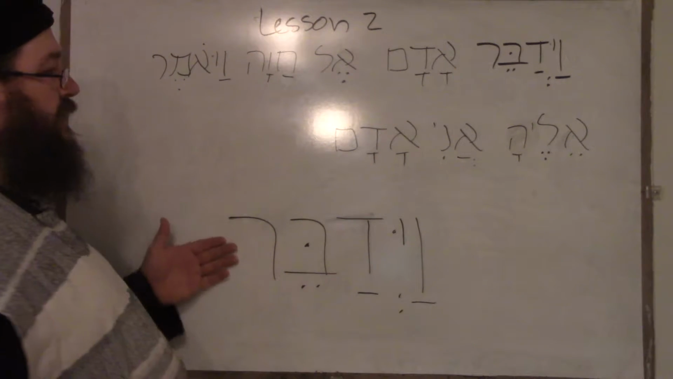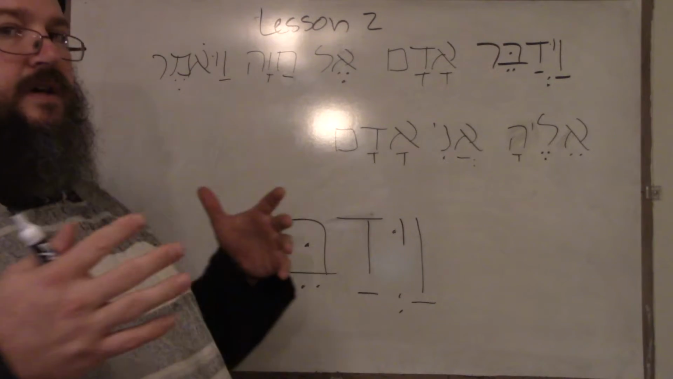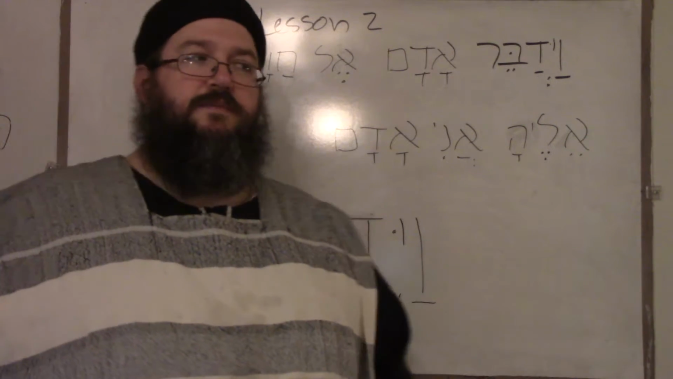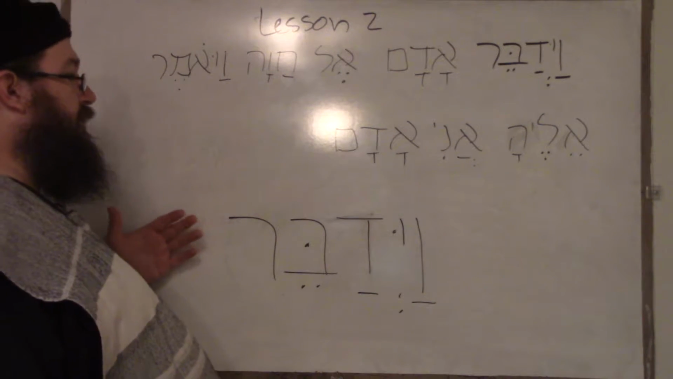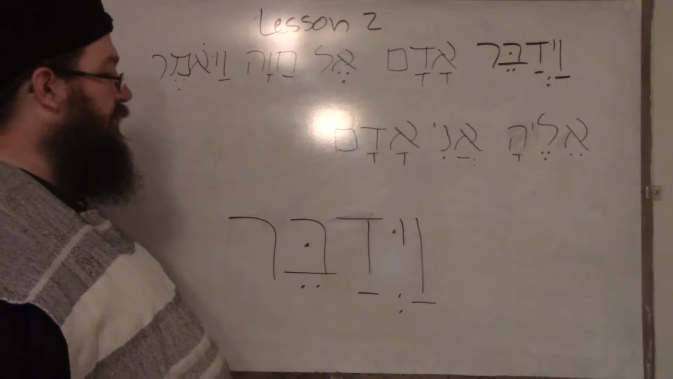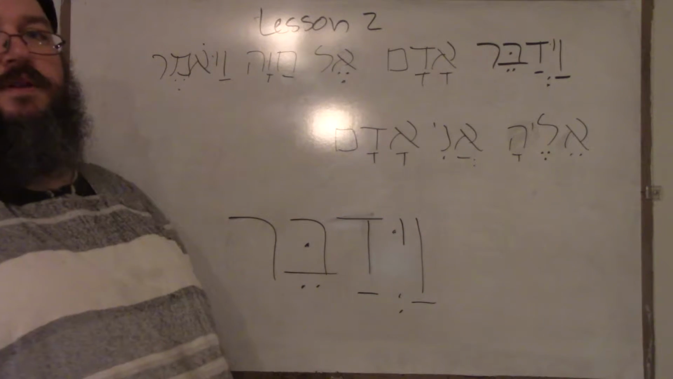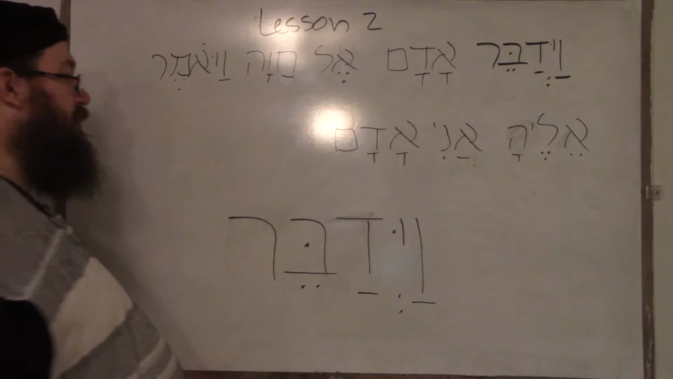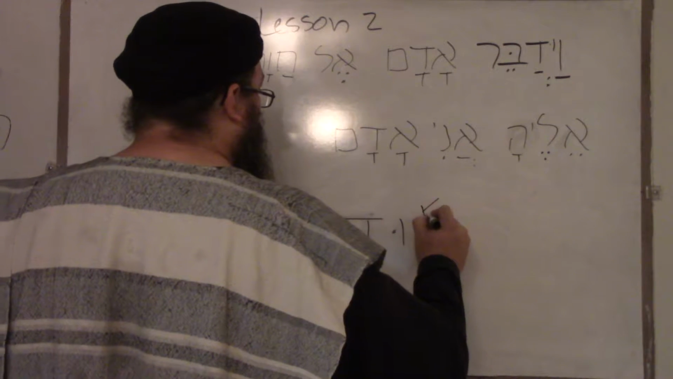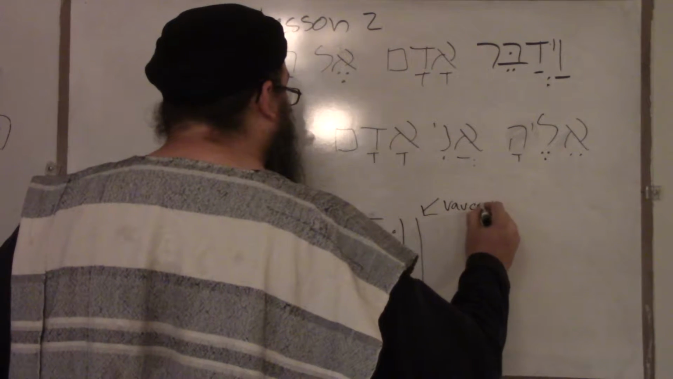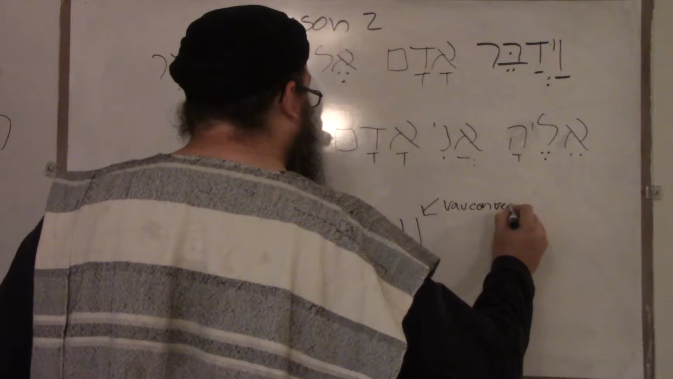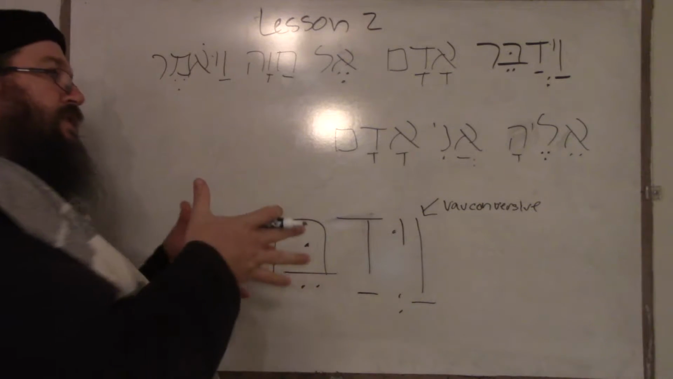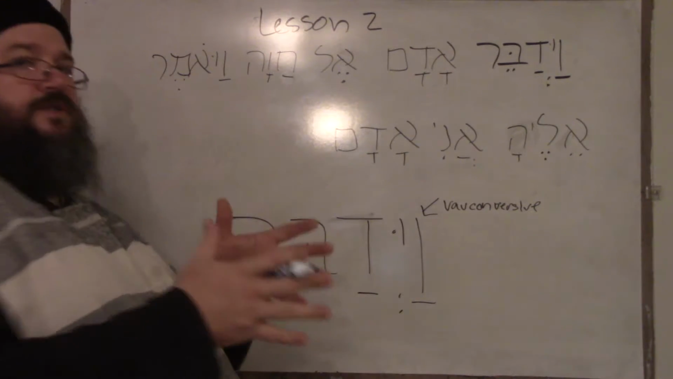When we talked about in the last videos, we talked about the verb tables. We talked about the charts and how important these charts are. So let's learn something important about what's going on here. We know this is the Vav conversive, and the Vav conversive creates the ability of changing a future verb into a past.